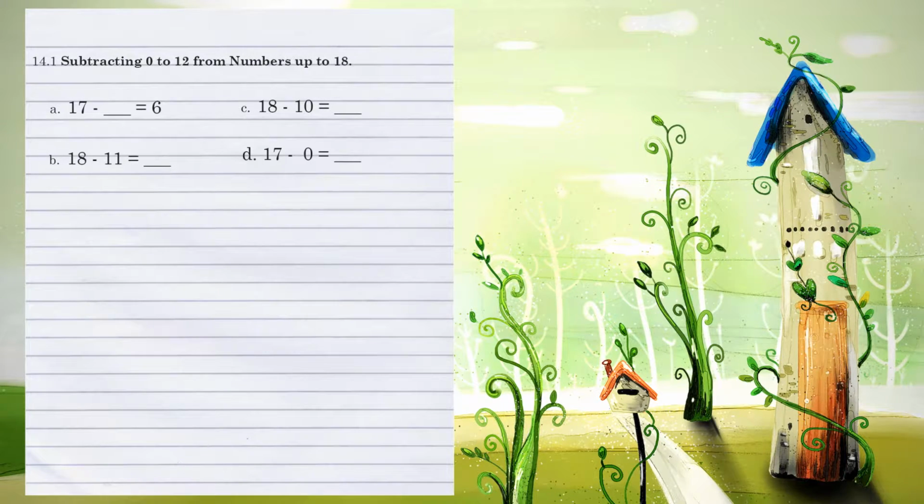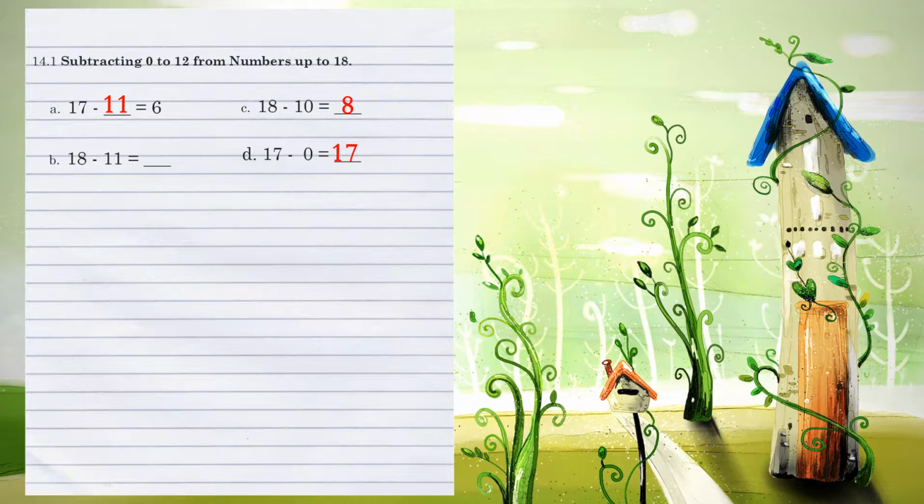Let's look at example A. 17 minus what number equals 6? Well, if we look at the ones position on the numbers we do have, we're going from 7 to 6. And we know that to get from 7 to 6, you're subtracting 1. But you still have the 1 that was in the tens position, so that means that we are subtracting an 11 to get to our answer.